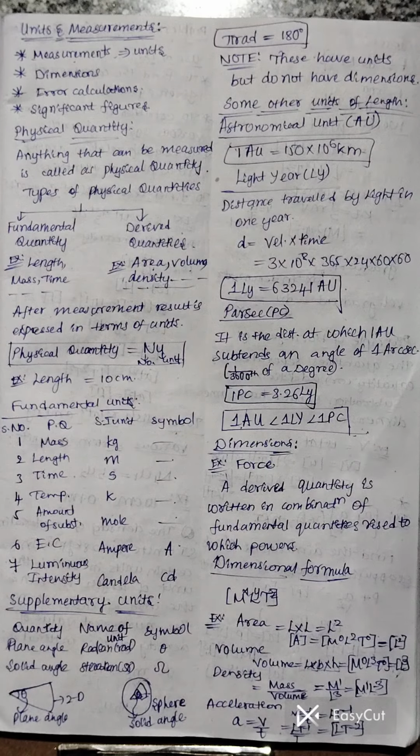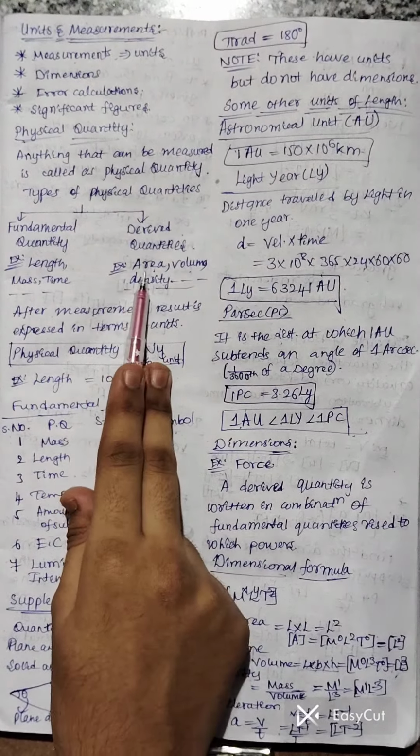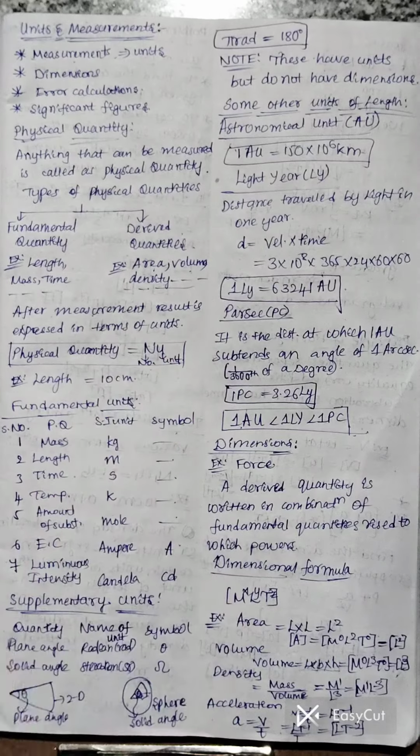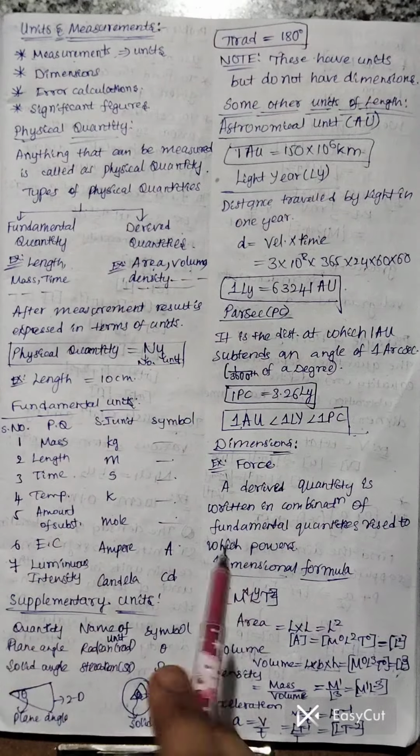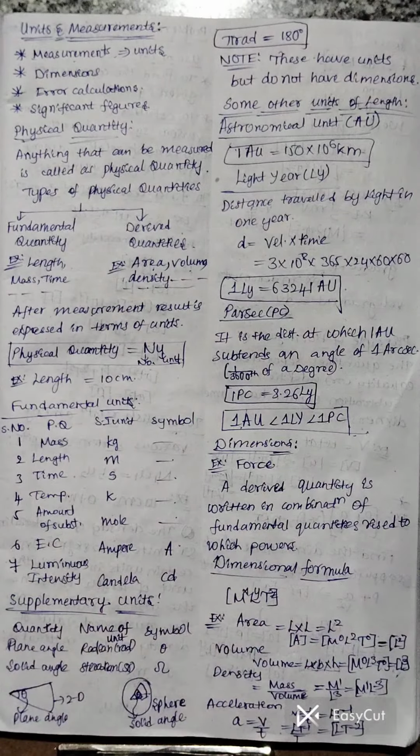And the derived quantities are extracted from the fundamental quantities. An example for derived quantities is area, which is extracted from length, that is L square, and volume, L cube. These are also derived from the fundamental quantities. Those are called derived quantities. And then density, which is equal to mass by volume.